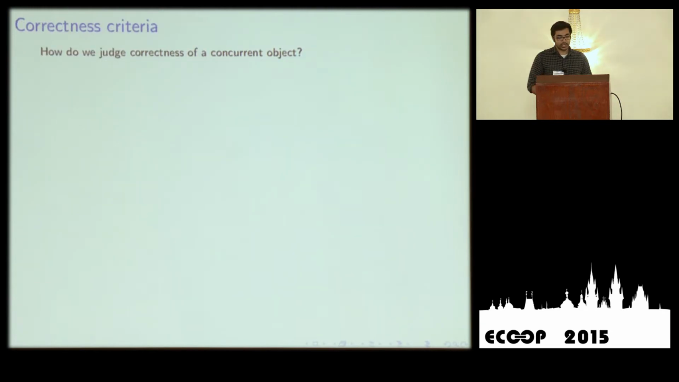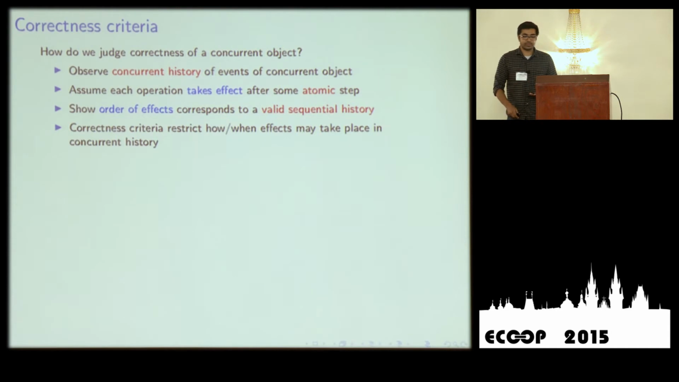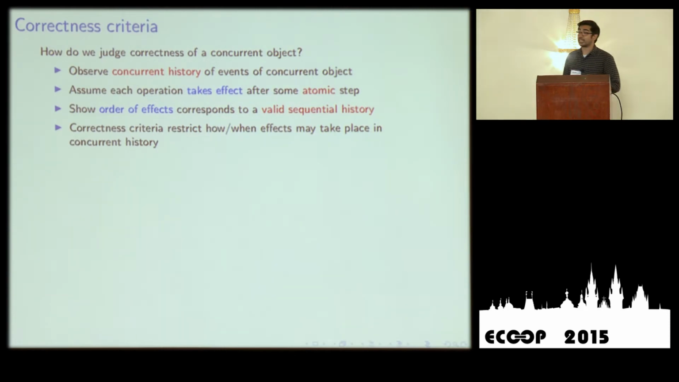Okay, so how do we judge correctness of a concurrent object? Well, what we do is observe the concurrent history of events of the object. These are the things that are happening at the interface of the object. And then we assume that the operation takes effect at some atomic step and show that the order of effects corresponds to a valid sequential history. And so correctness criteria basically restrict how and when effects may take place.